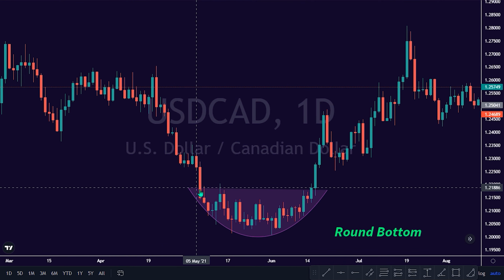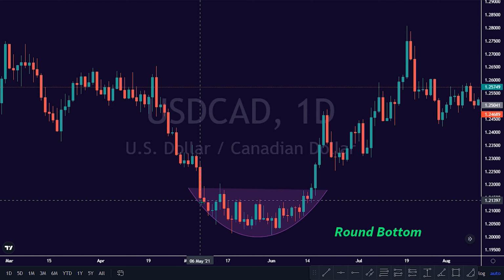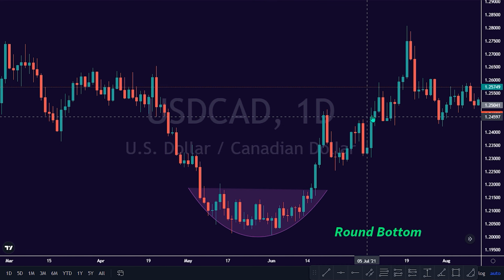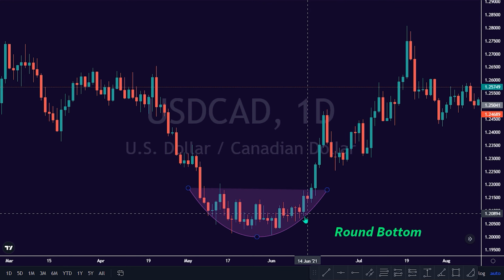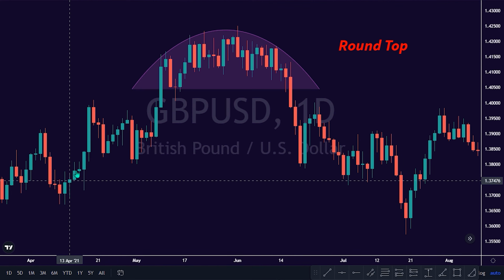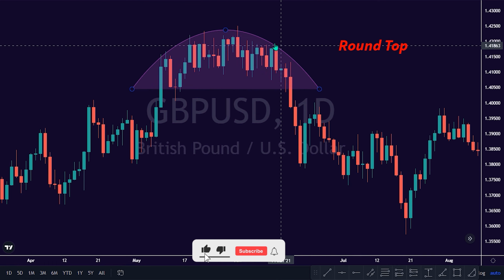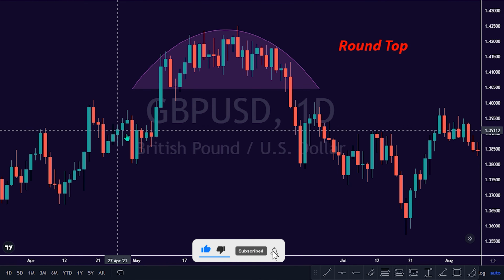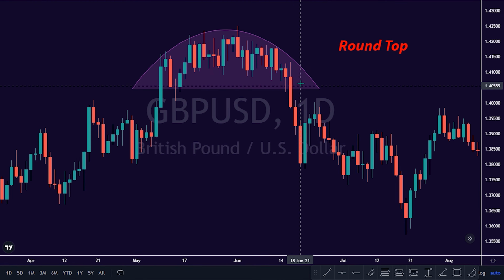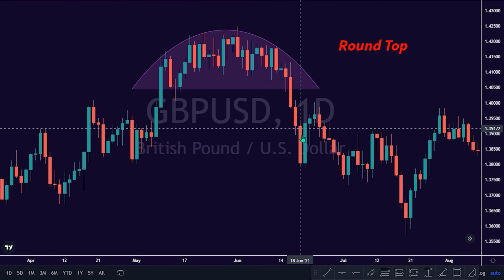The rounded bottom pattern appears as a letter U shape. It signals the end of a downtrend and gives the possible start of an uptrend. This means that the rounded bottom can indicate an opportunity to go long, while the rounded top pattern appears as a small letter N shape. It signals the end of an uptrend and gives the possible start of a downtrend. This means that the rounded top can indicate an opportunity to go short.